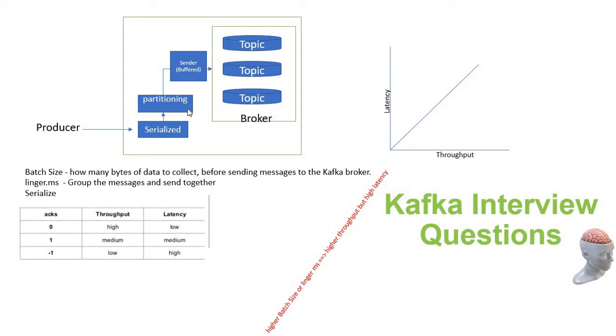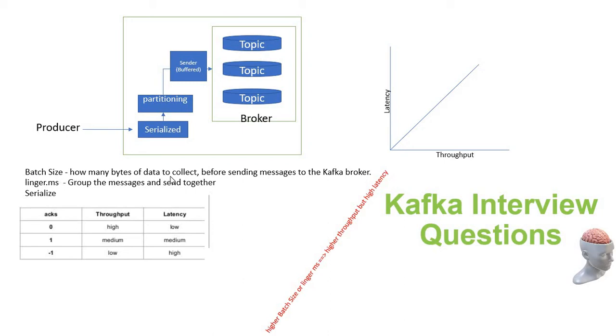Basically, in Kafka we have many parameters available by default. Some of those parameters are customizable, and a few of them we can use to improve the performance. One of those parameters is batch.size, and the other one is linger.ms, which we are going to discuss now. So what is the batch size?